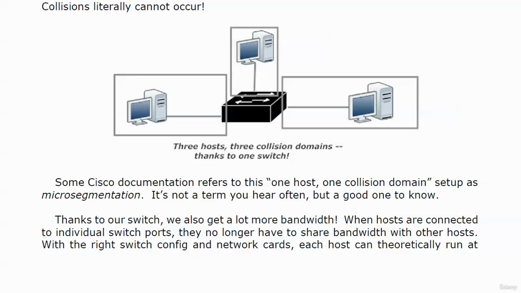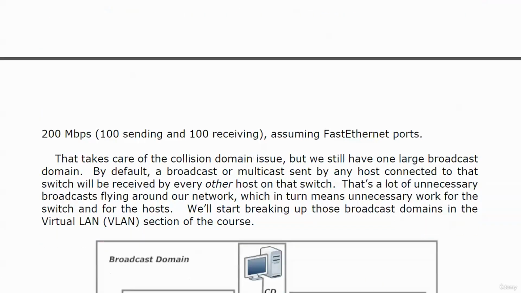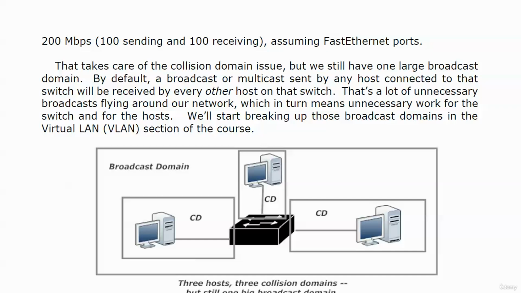Now, also, thanks to our switch, we get a lot more bandwidth than we used to get. And with all that voice and video flying around, we'll take all the bandwidth we can get. Because when hosts are connected to individual switchports, they don't have to share bandwidth with other hosts. And with the right switch config and the right network cards, each host can theoretically run at 200 meg per second, 100 sending, 100 receiving, and that is assuming Fast Ethernet ports, which most ports on modern Cisco switches are. Not all of them, but the ones we'll be using here are capable of Fast Ethernet speed.